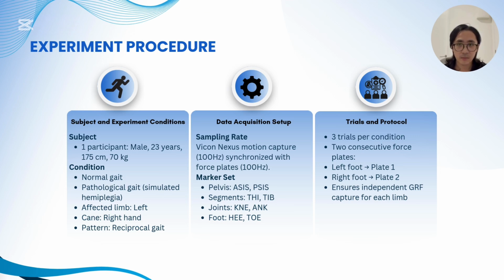The sampling rate of the motion capture system and the force plate was set to 100 Hz and 1000 Hz. Following the lab guide, motion capture markers were placed on the areas of pelvis, segment, joint, and feet. The experiment includes 3 trials for each gait, and the subject was asked to walk through the force plate with the left foot on the first plate and the right foot on the second plate to ensure the independent GRF capture.